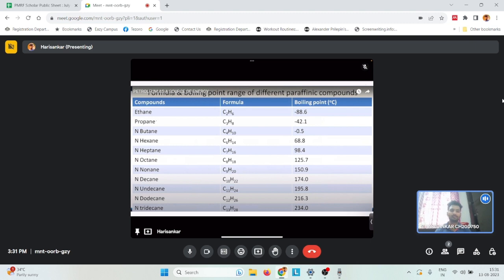And this is just a table giving the boiling ranges of all these different kinds of hydrocarbons. You can see as the carbon number increases, the boiling point also increases. So higher the carbon number, higher their boiling point.